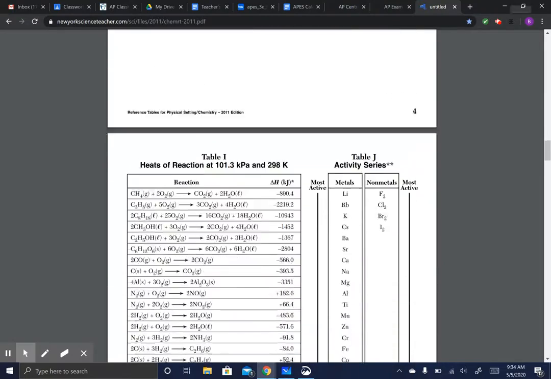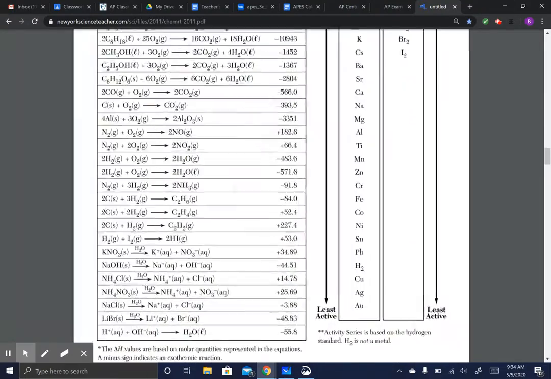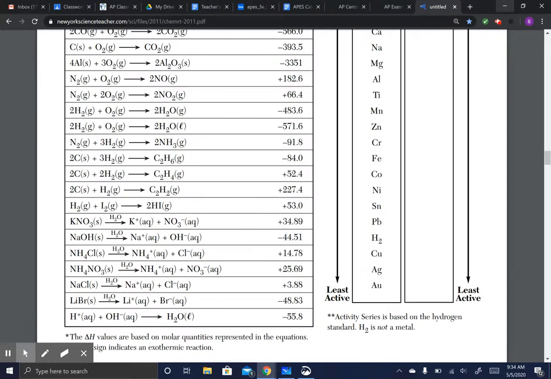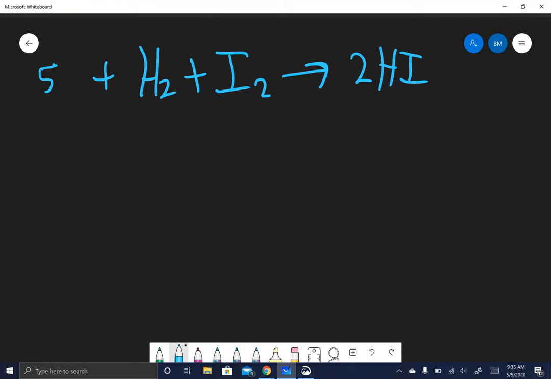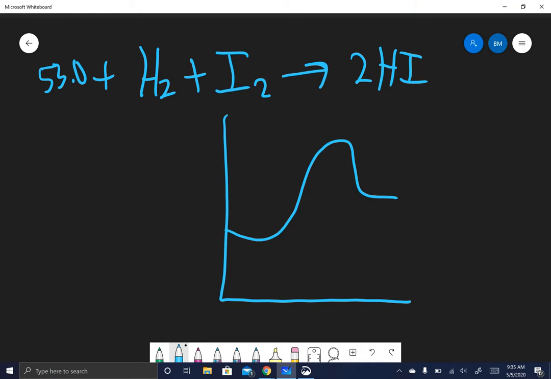All right, so where are we? Down here. Here it is. H2 plus I2 yields 2HI, positive 53. It's endothermic. That's all I need to know. So the 53 would go over here. It's endothermic. So what I wanted to see from you guys is an endothermic curve.